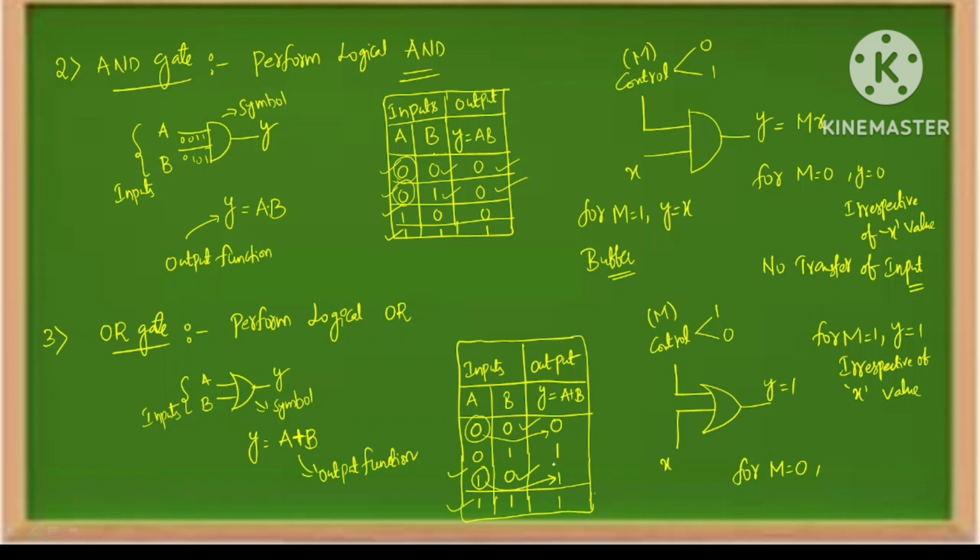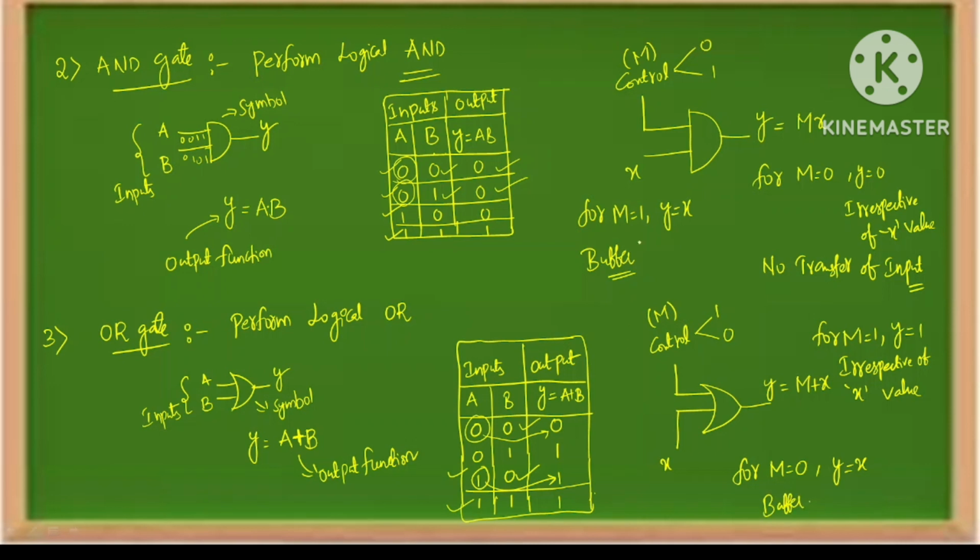So what we can understand from this is, when the control input value is 0, the Y value is the same as X, because what is the basic logic function for Y for the OR gate? Y is equal to M plus X. If M is 1, whatever the X value, Y is also 1. If M is 0, Y depends on the X value, so Y is equal to X. When X is 0, Y is 0. When X is 1, Y is 1. So for M equal to 0, Y equals X, hence it acts like a buffer.